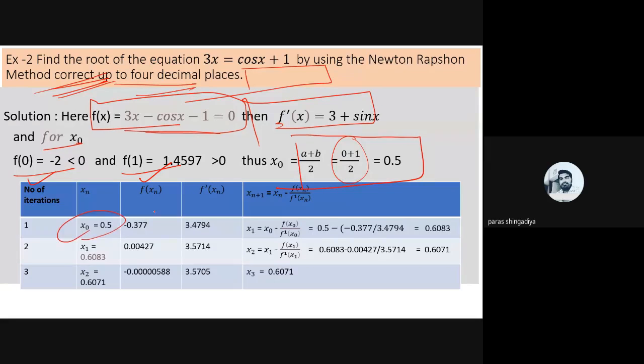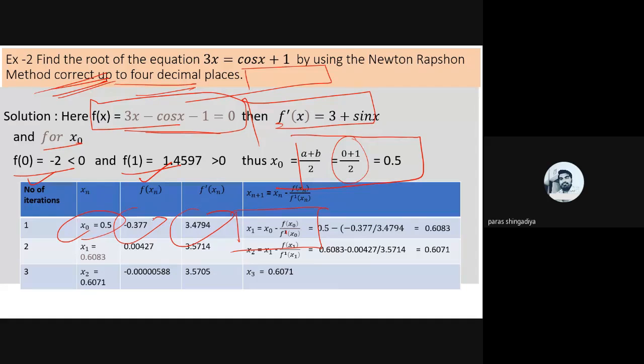So that is x0, that is f of x0 output, that is f dash of x0 output. Then write the formula of x1, that is x0 minus f of x0 upon f dash of x0. All these three values you have: the point x0, the function output. Just replace x0 = 0.5 in 3x minus cos x minus 1, and you will get the answer minus 0.377. After the derivative, you have 3 plus sin x; putting 0.5 in that, you will get the answer 3.4794.